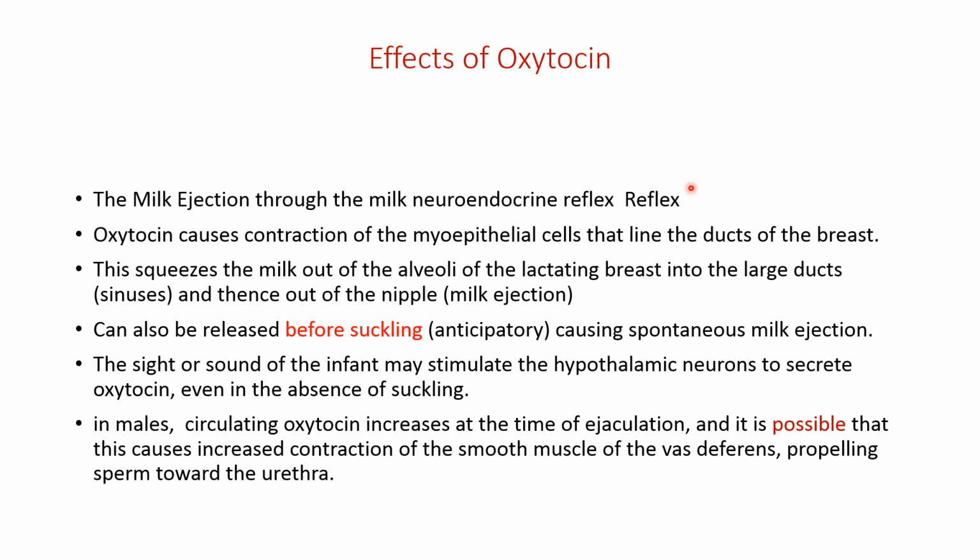It goes through the lactating breast into the large duct system and thence to the nipples, and that's known as the milk let down or milk ejection reflex. Sometimes people may start ejection of the milk without even suckling of the breast, and they may have spontaneous discharge of milk.